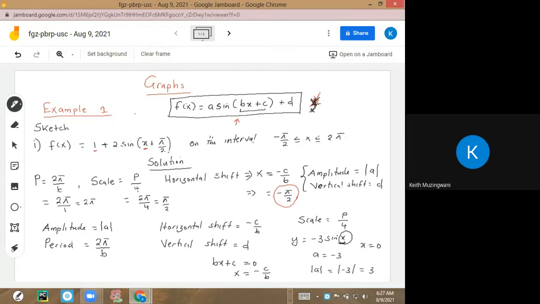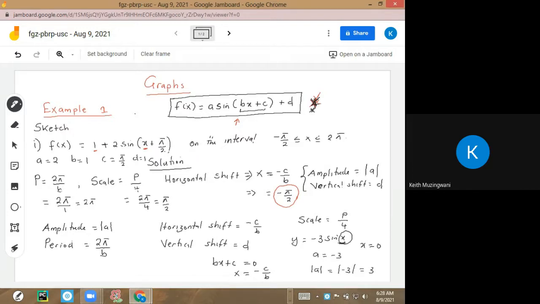We now want to apply this to our question. Example 1. What is the period? It is going to be 2 pi. If you want, you can list the a. So you say a in this question is equal to 2. B in this question is equal to 1. C is equal to pi over 2. D is equal to 1. So that if you need them, you just get them from there.